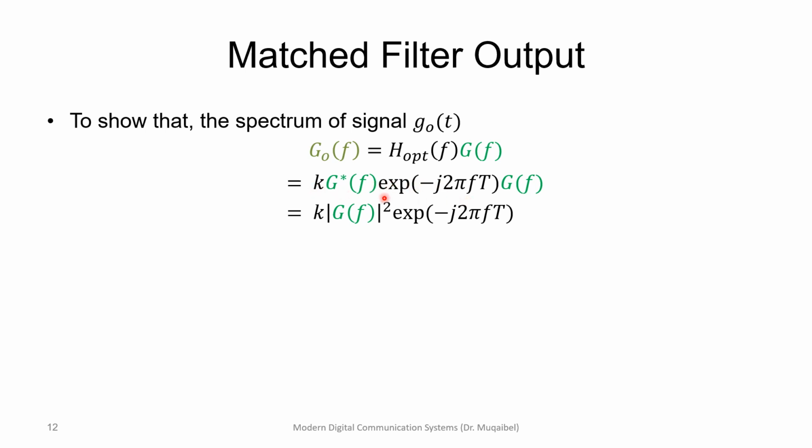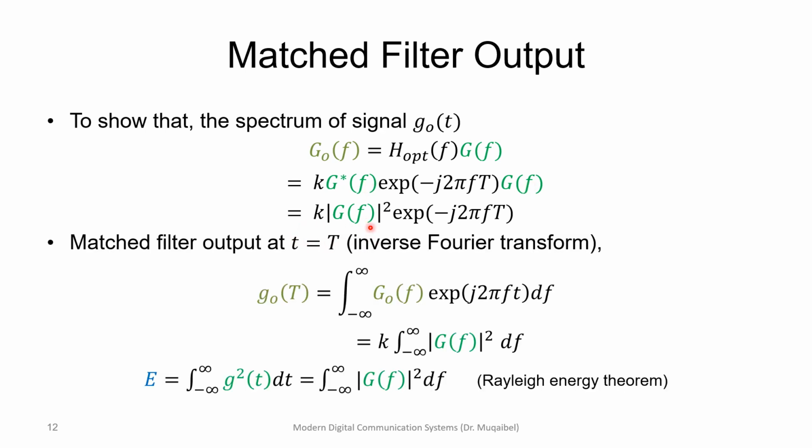So this is the expression for the matched filter. Now, G(f) times G(f) conjugate gives you the magnitude squared. And if you look at the time domain, you do the inverse Fourier transform of this expression. As we have seen, this is equal to k times g(f), and that's nothing but the energy of the signal. So the optimal value is a scaling factor times the energy of the signal.